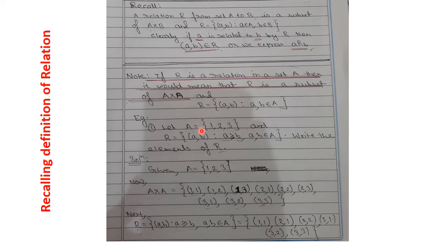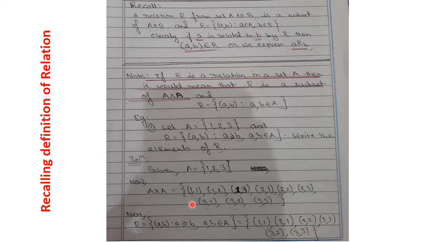So let us take one example over here. Here I have taken a set A which contains 1, 2, 3, and R I have defined as the set of all ordered pairs for which the first component is either greater than or equal to the second. By the definition of this, let us write down the elements for this relation. We know that if R is a relation in set A, that means R is a subset of A cross A. So first we write A cross A.